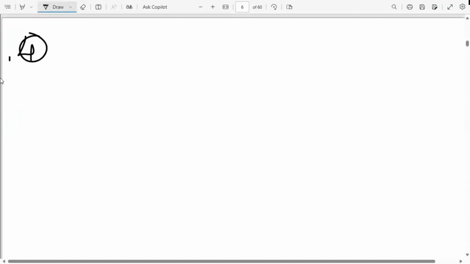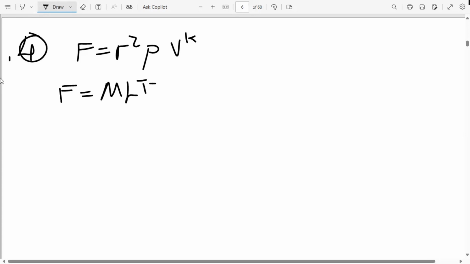This is question 4, and we've been given an equation to say F is equal to r squared rho v to the power k. F is force, which is actually mass multiplied by acceleration, which means the dimensions of force are M L T to the power minus 2. And I have r squared. They've told us r is radius, so since it's squared, the dimensions for r squared will be equal to L squared.